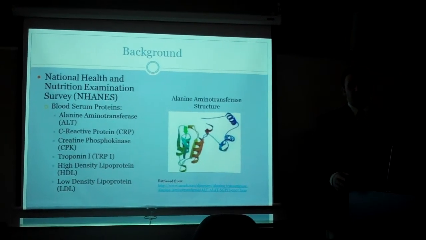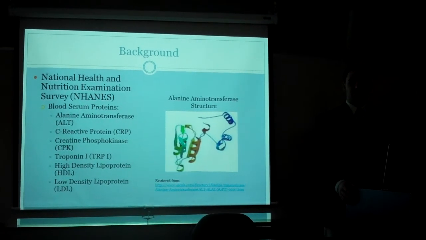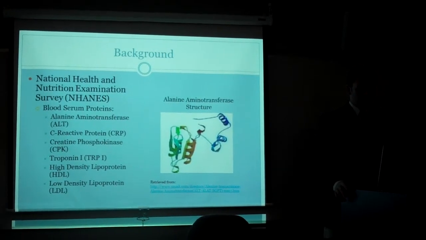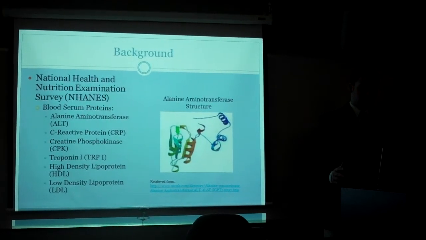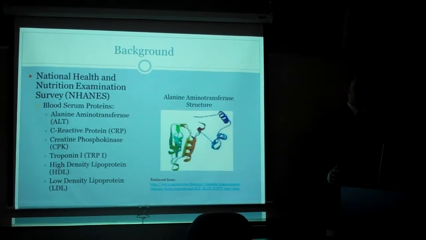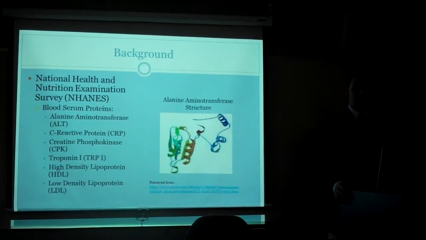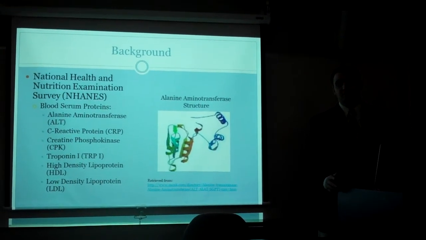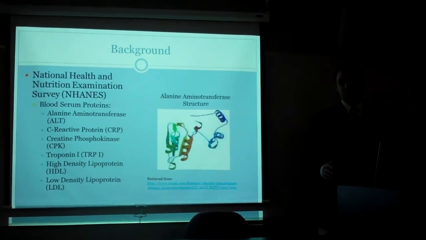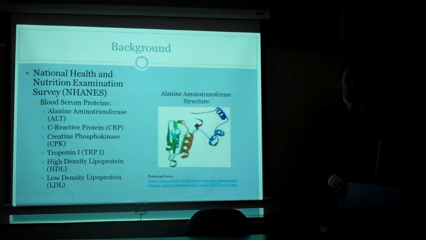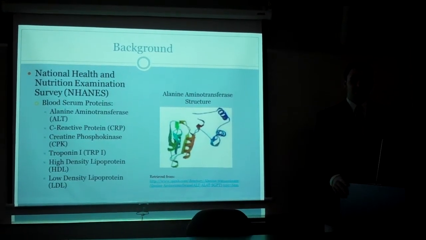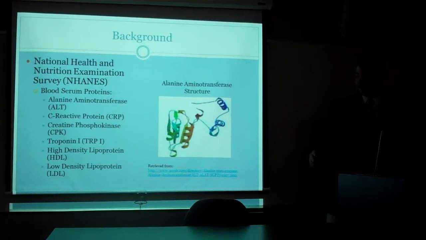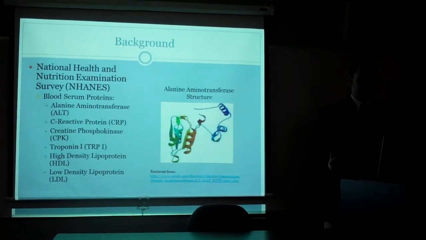So I looked at different ways to kind of determine this, and one of the things I came up with was using other blood serum proteins that are diagnostic proteins that are specific for cardiovascular disease. And I have 5 of them that I'm going to look at and compare to ALT: C-reactive protein, creatine phosphokinase, troponin 1, high-density lipoprotein, and low-density lipoprotein. And the 2 qualifications that these proteins needed to meet was, the first one, they needed to be known diagnostic tools for cardiovascular disease. They have to have a known impact on CVD, cardiovascular disease. And the second is that they had to be available in this NHANES study. If they didn't measure it, I had no way to compare it. And what you see in the image here is alanine aminotransferase's protein structure.